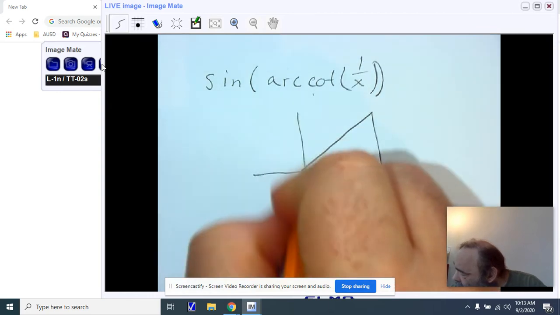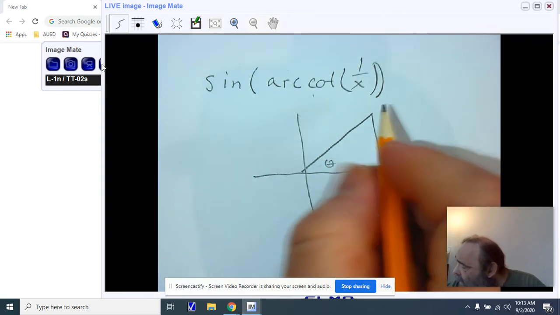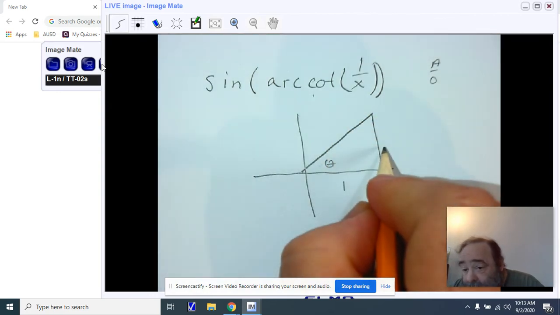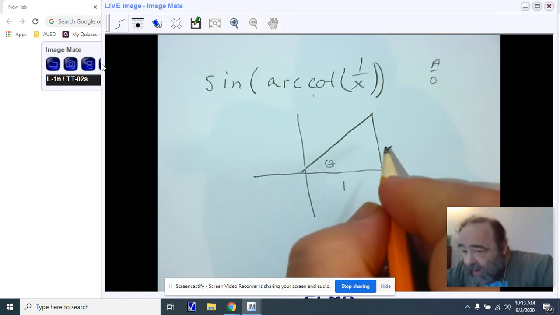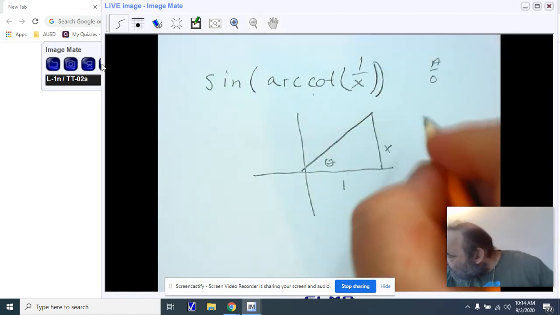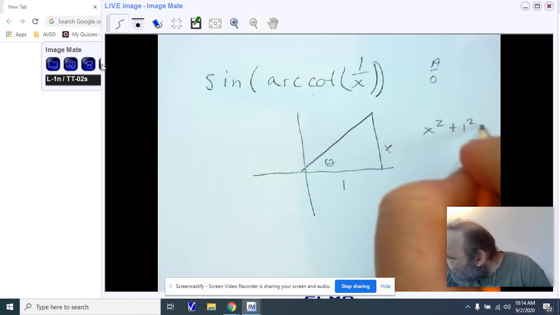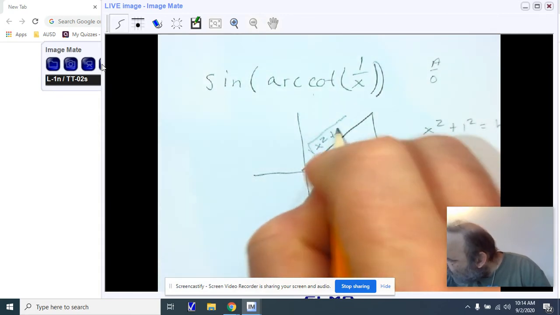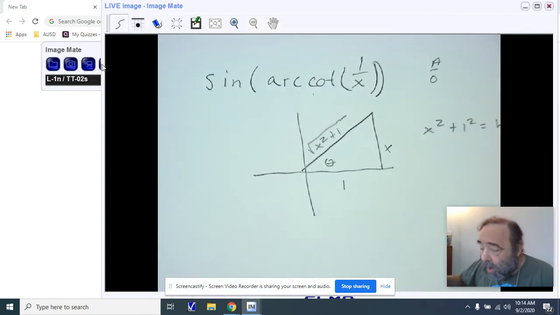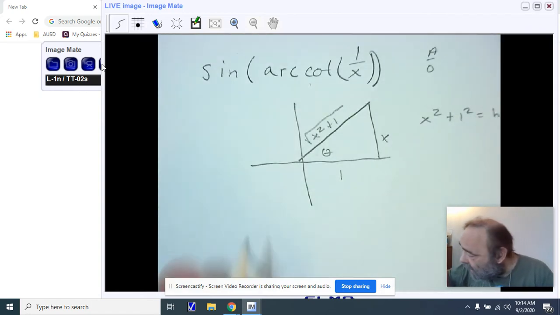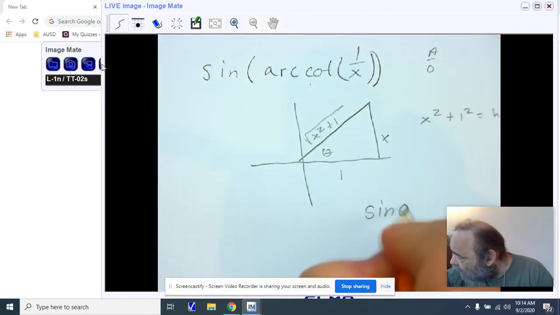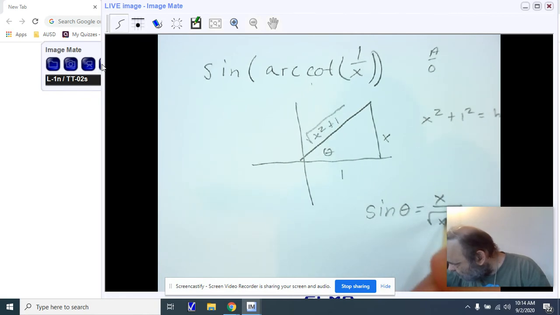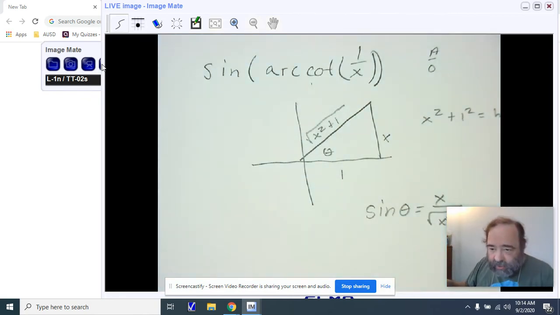So I create a reference triangle in the first quadrant with theta being here. Cotangent is the adjacent over the opposite. So our adjacent side is 1, our opposite side is x. In order to find that missing side, we have to use the Pythagorean theorem. x squared plus 1 squared equals hypotenuse squared. This tells us that the hypotenuse is the square root of x squared plus 1, or 1 plus x squared. Our goal is to find the sine ratio for that theta. And the sine of theta is the opposite over the hypotenuse, which is x over the square root of x squared plus 1. That's what you're looking for.